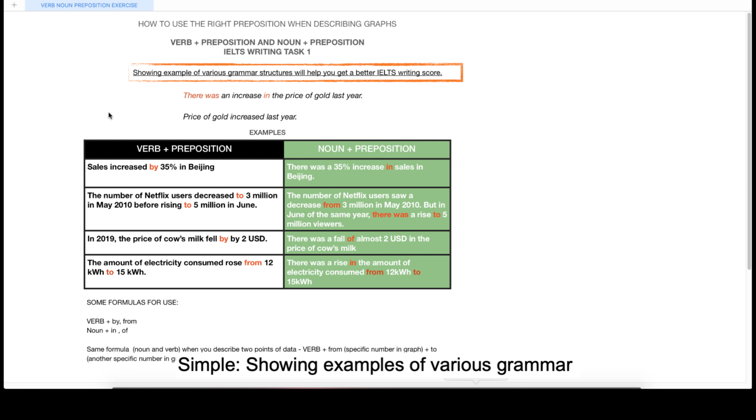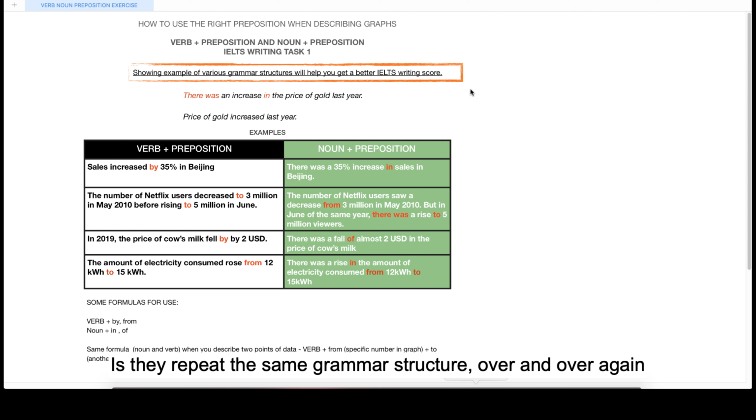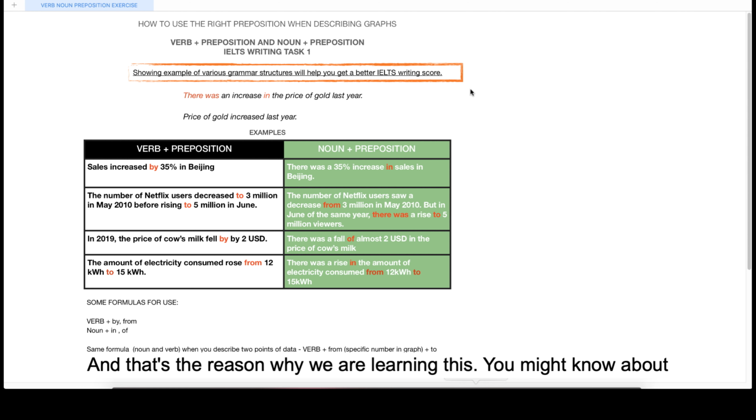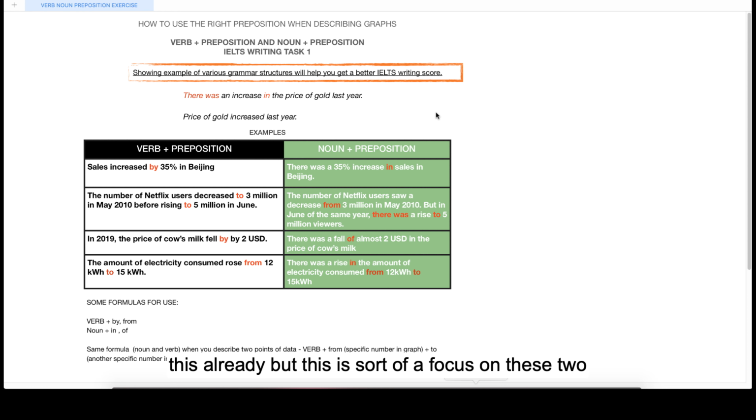Well, the answer is simple. Showing examples of various grammar structures will help you get a better IELTS score. Now, IELTS students, and this is what usually happens, repeat the same grammar structure over and over again, and this doesn't actually show how good your grammar is. And that's the reason why we're learning this. You might know about this already, but this is a focus on these two grammar structures.